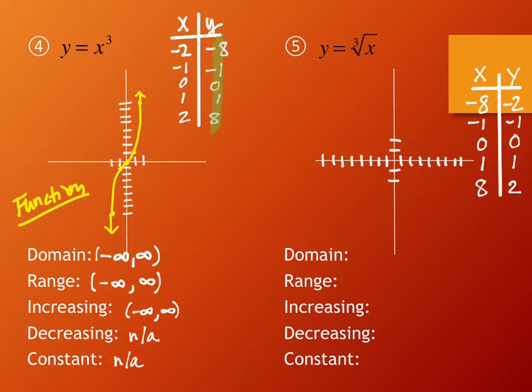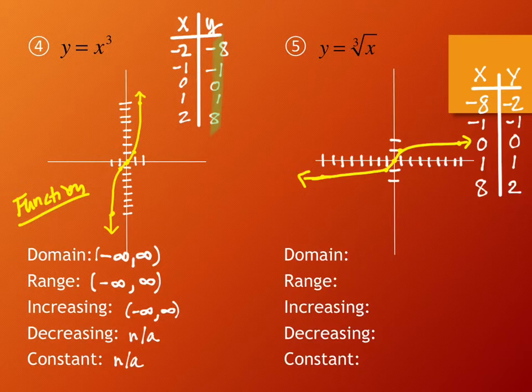All right, so I have negative 8, negative 2. That's right here. I have negative 1, negative 1, 0, 0, 1, 1, and 8, 2. If I were to connect these dots, it looks something like this. Can you see how, in fact, it looks like it's been flopped over? Not exactly a flop, because it looks like it's been flopped and then twisted again, but it does look like it's on its side. It's a cube graph on its side.